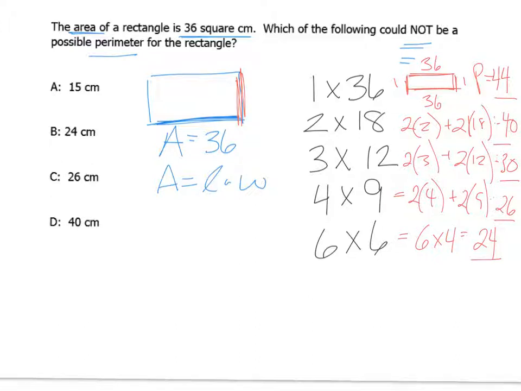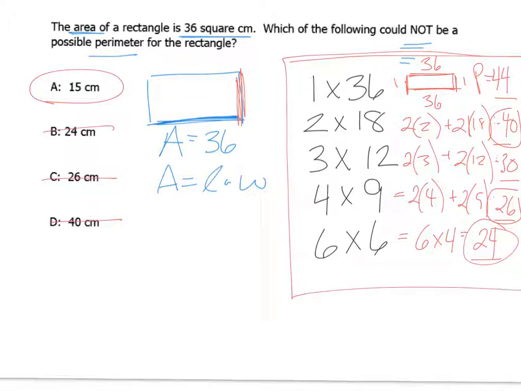The question's asking me which of these could not be a possible perimeter. Well, we had a perimeter of 40, so that one's not an option. We had a perimeter of 26, that can't be an option. We had a perimeter of 24, that can't be an option. So the only one left is 15, and given all of our different perimeters, we didn't have any that were equal to 15. Do you see how these are a little more challenging than they were from elementary school?